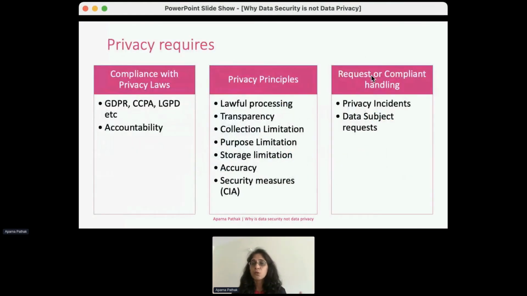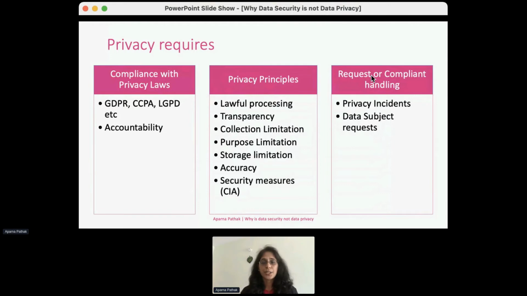Security will be there, it is required, but privacy means compliance to the laws. There are laws like GDPR, CCPA, and many others across all the countries. Organizations have to be accountable for what they are processing, how they are processing it. It has to be lawful and transparent. Why you collect, what you collect, how you use it, how long you store it. These are the basic privacy principles that need to be adhered to.